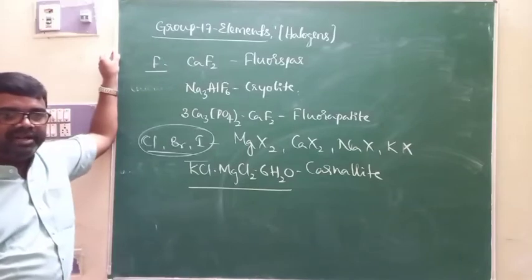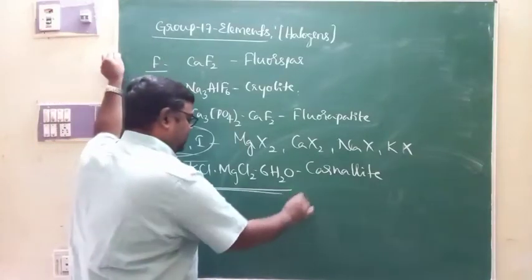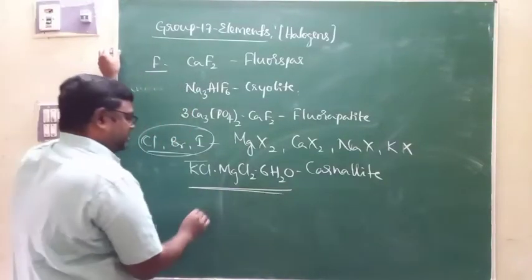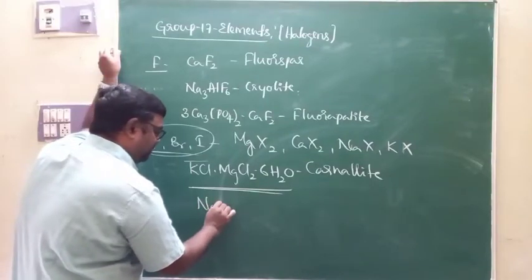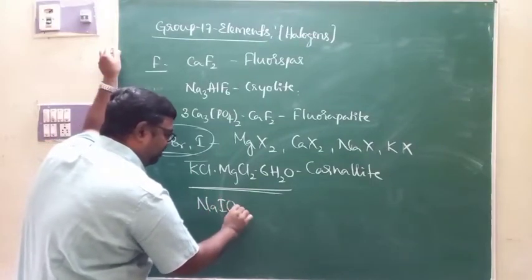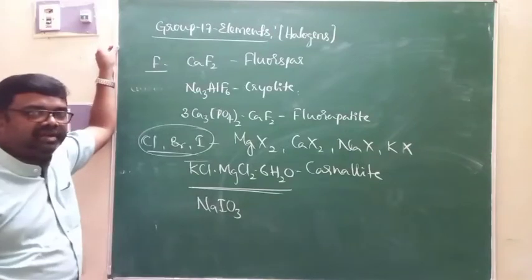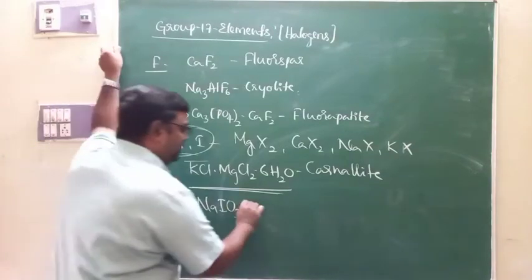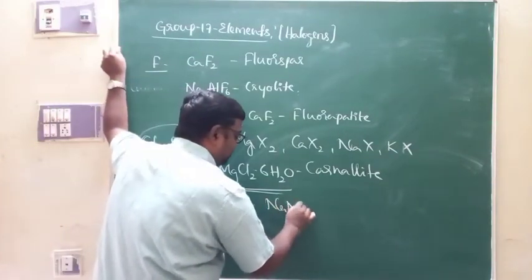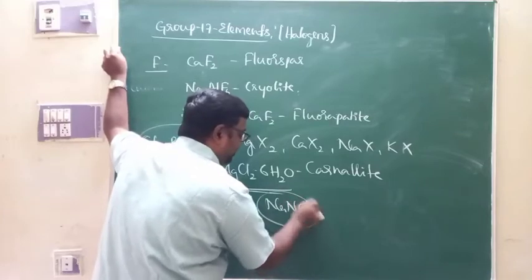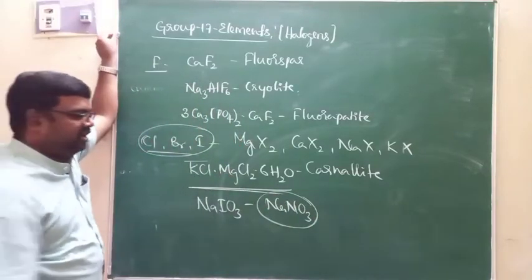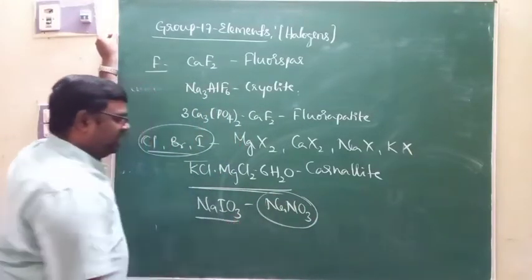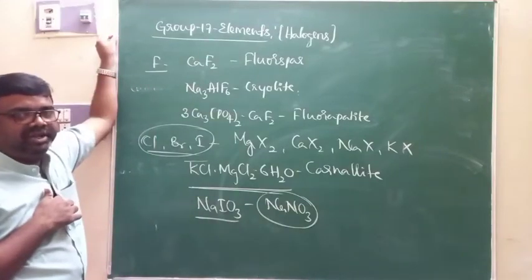As far as iodine is concerned, iodine is available in the form of sodium iodate. Iodine is available in the form of sodium iodate in Chile saltpeter, that is NaNO3. Chile saltpeter, or sodium nitrate. In sodium nitrate, iodine is available in the form of sodium iodate.